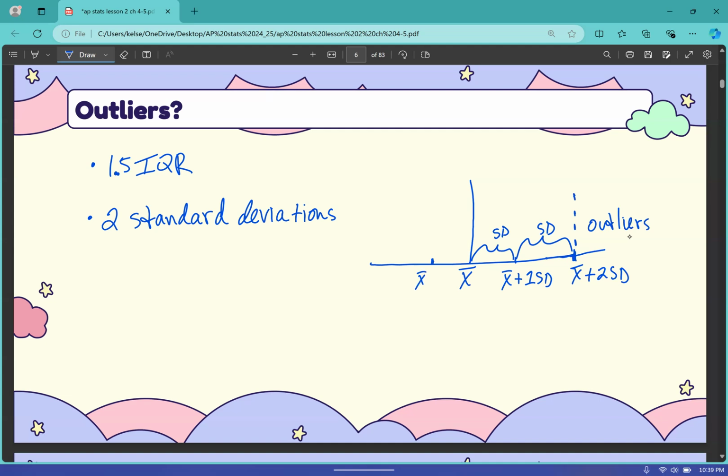And then the same thing going the other way. We have x bar minus 1 standard deviation, and then x bar minus 2 standard deviations. Again, anything further to the left here, those are outliers. So that's another way you can do this, especially if you have symmetric data and you're using the standard deviation: use it to also calculate outliers.